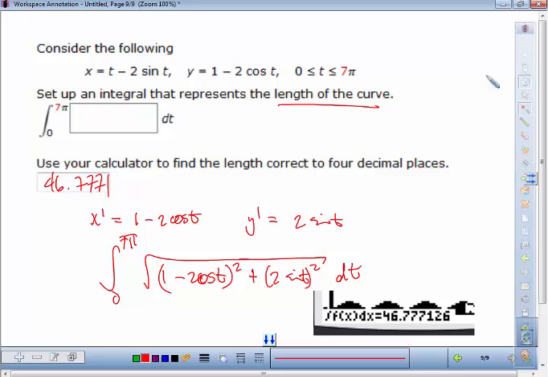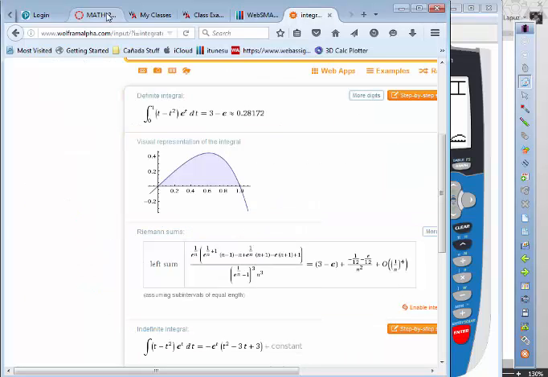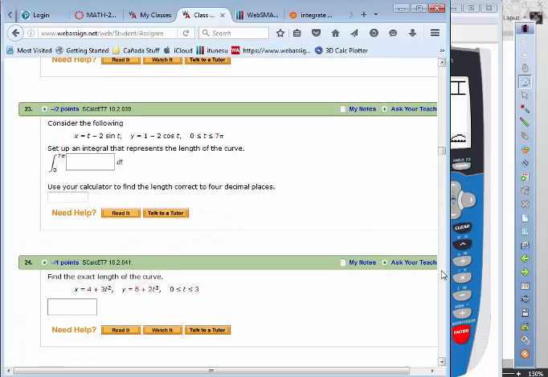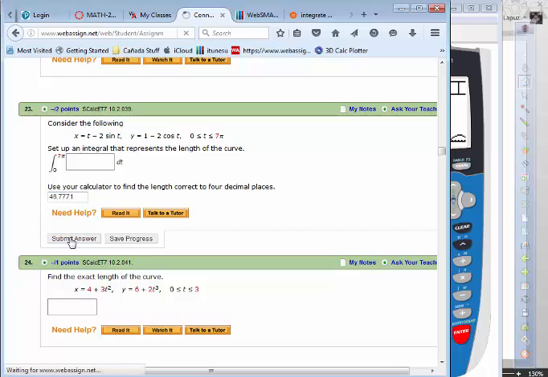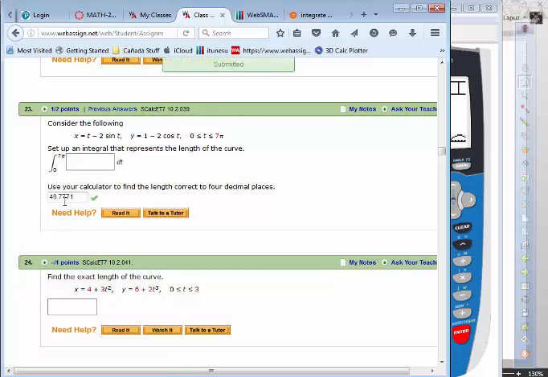All right, should we check? Let's check our answer and see if we get it right. Except I don't want to type in that big long thing, so. What was it, 47? What? 46.7. So hopefully we get this right and we can move on. Okay, so it looks good.